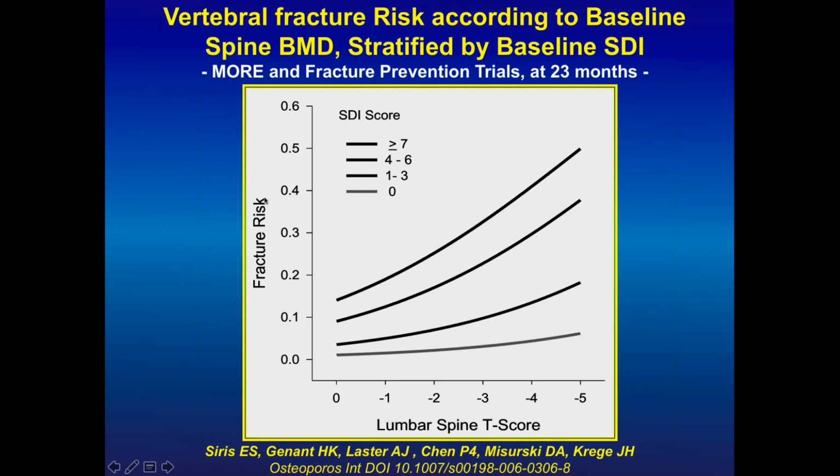Here we look at fracture risk as a function of the lumbar spine T-score, showing fracture risk going up. And this is individuals with a score of 0 at baseline, in contrast to those that had a spinal deformity index of 1 to 3, 4 to 6, and 7 or more. And so the gradient of risk becomes much steeper for those individuals with more baseline fractures.